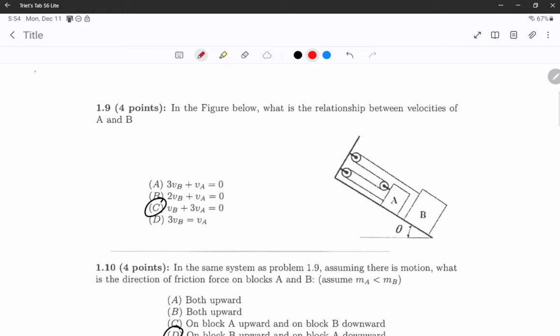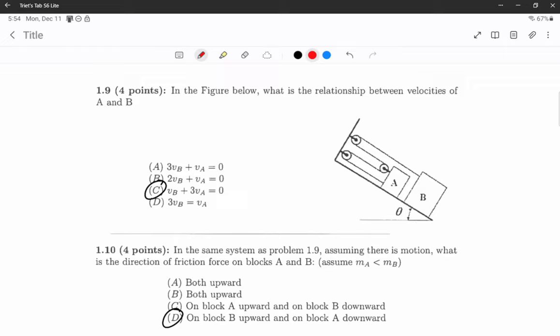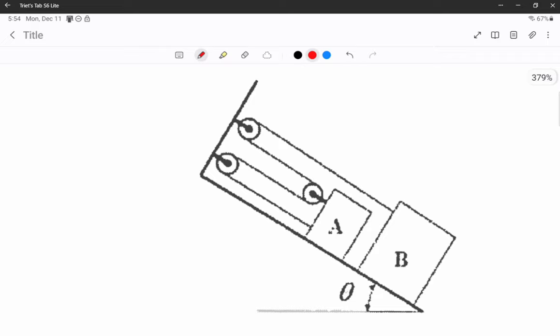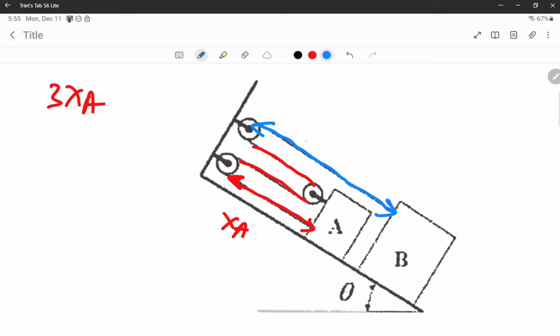1.9. In the figure below, what is the relationship between the velocity of A and B? So this is a simple problem. You have the distance from here to here, which is going to be xA. You're going to have 1 xA, 2 xA, 3 xA. Then the distance from here to here is going to be xB.